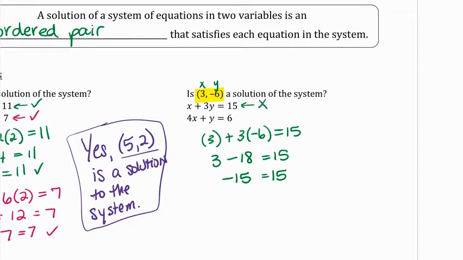Now, if our ordered pair doesn't work for the first equation, it doesn't matter if it works for the second equation. It's definitely not going to be a solution to the system because it can't be an ordered pair that works for both. So we can stop. If you get the first one wrong, you don't have to test the second one. You can stop right there and say that no, 3, negative 6 is not a solution to this system.